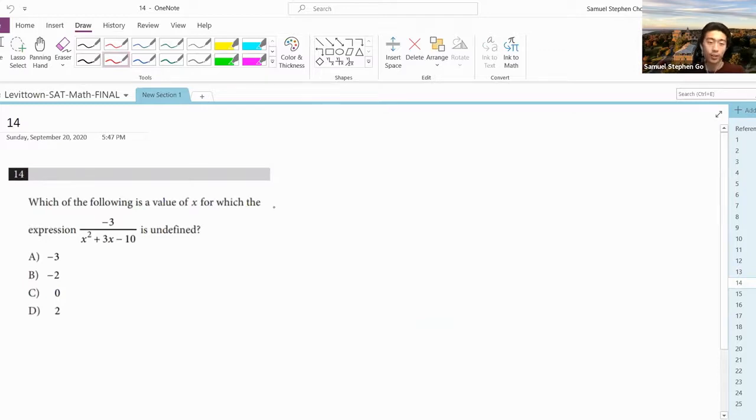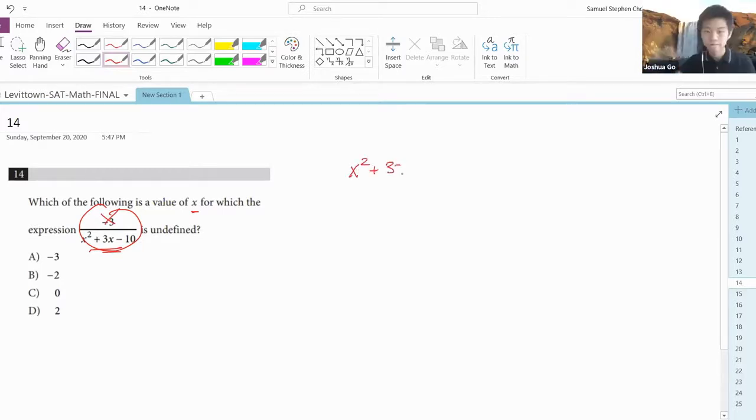14 here. All right, so this was an interesting question. Which of the following is a value of X for which this expression is undefined? So in my head, I'm thinking, okay, how do you make a fraction undefined? Especially, we're looking at value of X, right? So something in the denominator, I'm thinking. And I know when the denominator is 0, whether it's negative 3 over 0, 2 over 0, 1 over 0, we have something undefined. So I don't really care what's in the numerator here. Let's just focus on the denominator, x squared plus 3x minus 10. And we want this to equal 0. Why is that? We want it to be undefined. So the bottom somehow has to equal 0.